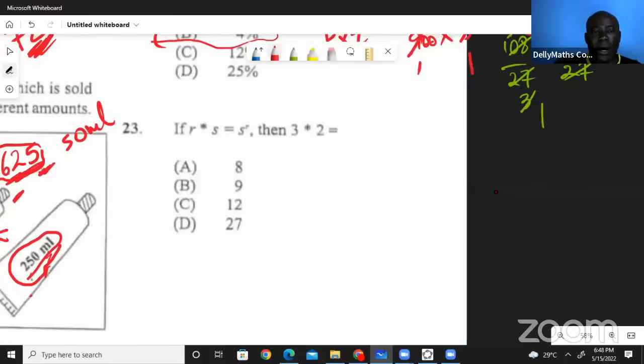All right, let's jump on number 23. Number 23, let me see those who are going to put out the answer. So I'm pausing for a second.